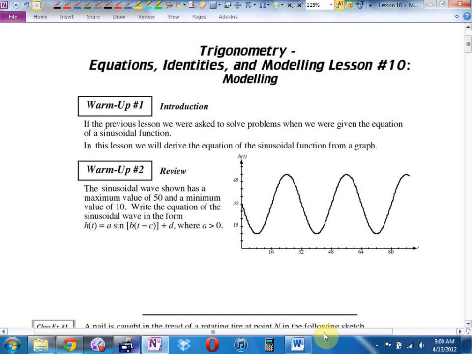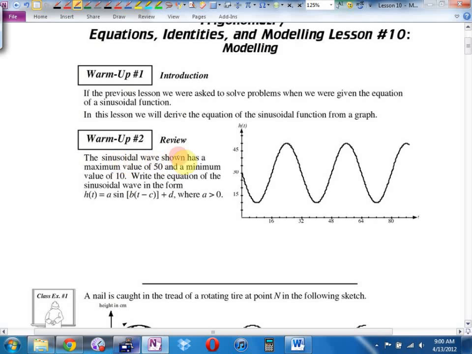It says, in the previous lesson, we were asked to solve problems where we were given the equation. Today, we're going to find the equation. Here's an example. A sinusoidal wave shown, this one here, has a maximum value of 50 and a minimum value of 10. And I told you I'm always interested in finding the highest and the lowest. So I'm going to put a little hash mark right here, and I'm going to write a 50 so it stands out. I'm going to put a hash mark right there. I'm going to write a 10.